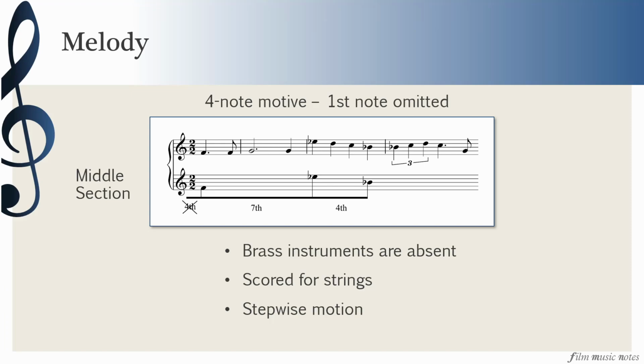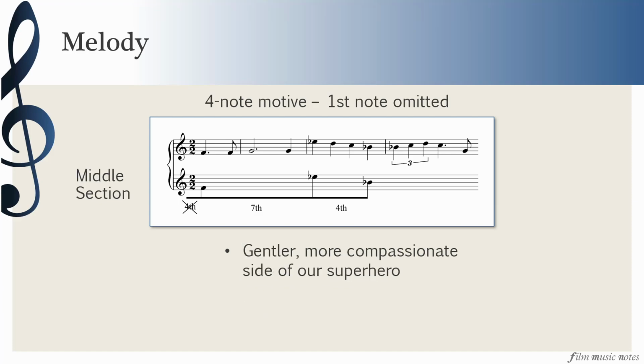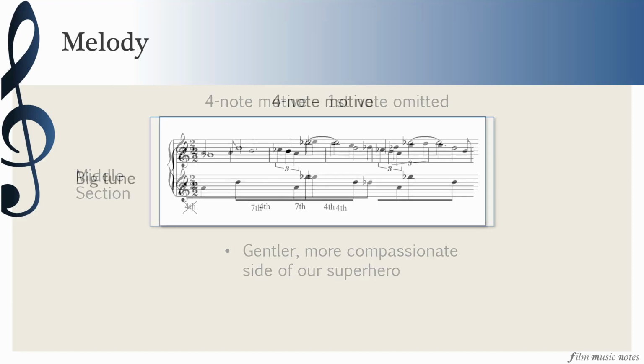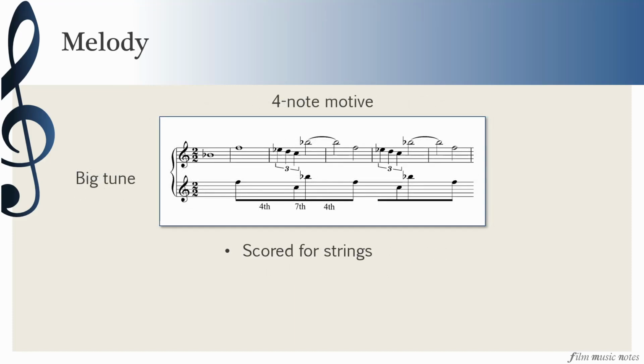And yet the four-note motive underpins all of this, suggesting that what we are hearing is the gentler, more compassionate side of our superhero. This more compassionate setting carries over into the return of the heroic big tune, which is now likewise scored for strings, but also combined with French horns, a softer version of the more aggressive trumpets we heard before. It would seem that even during his most heroic exploits, our superhero manages to have a heart.